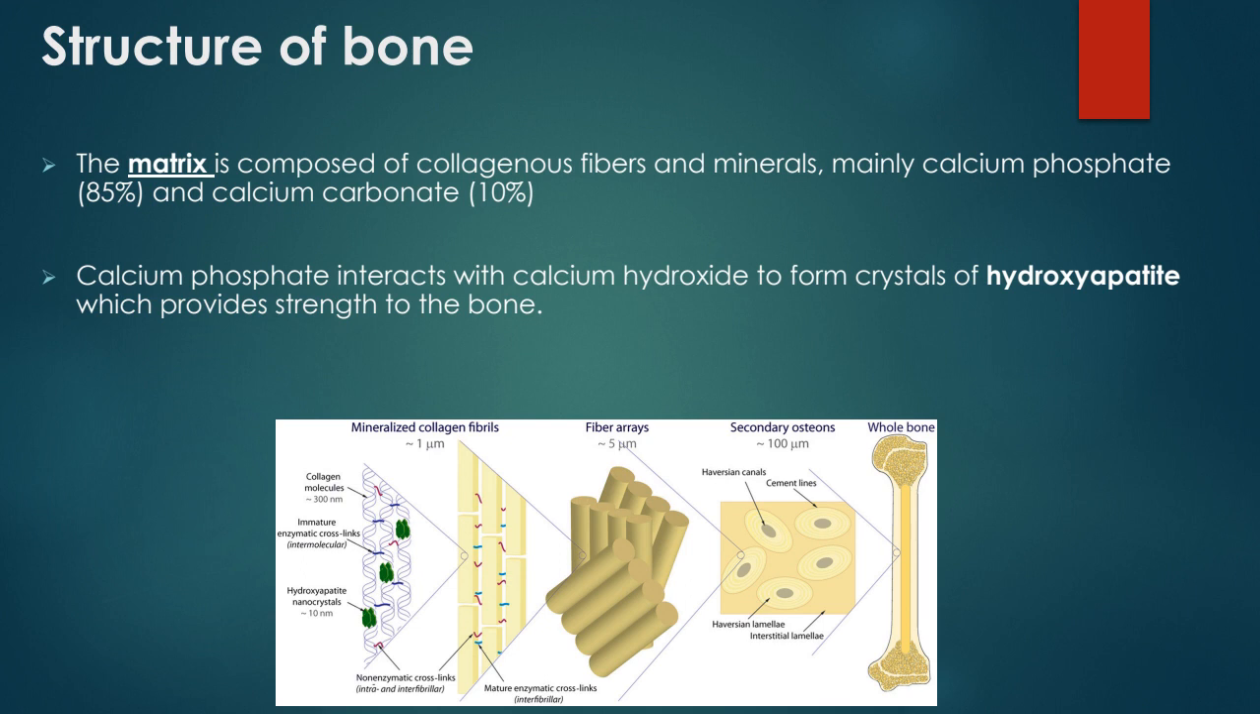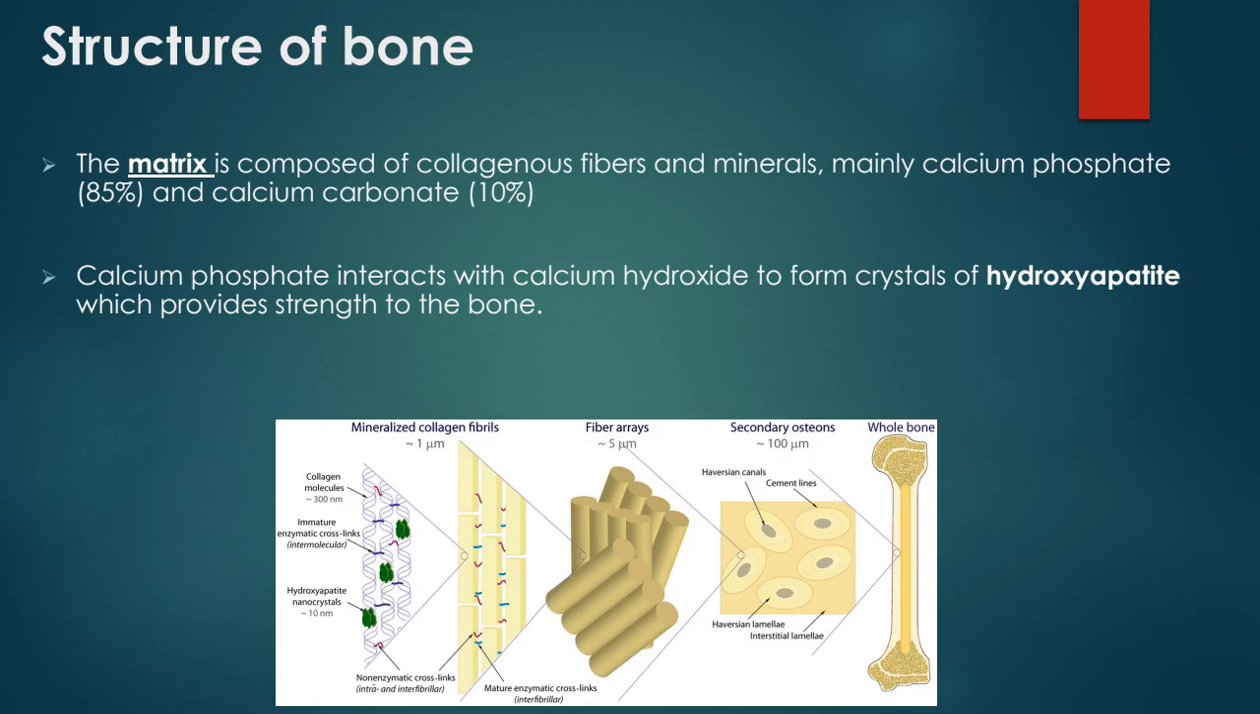So if we look at this image right here, we go from the microscopic structure of the bone on the left, all the way to a whole bone, which is the macroscopic. So how is bone arranged? If we take a segment of the bone, it's called a fibril. The fibril itself consists of collagen molecules and enzymatic cross-linking, and we can see the hydroxyapatites forming and being linked with this collagen.